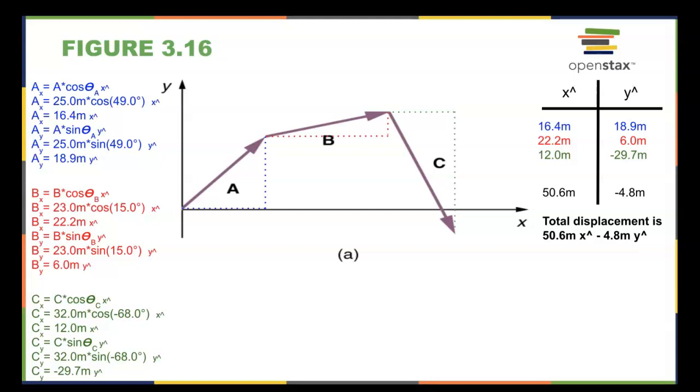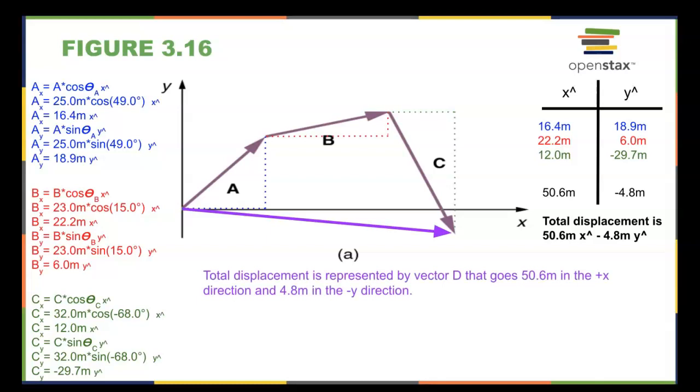That's a valid way to answer the question unless the question says specifically that we want to know the magnitude and direction of a single resultant vector. In which case, I have my x and y components of that vector, the 50.6 meters in the x direction and the 4.8 meters in the negative y direction, and I would need to find the magnitude of the single long purple arrow that I have on there and the angle that it makes with the axis. So the total displacement is represented by vector d. As it says here, it's 50.6 meters in the positive x, 4.8 meters in the negative y.